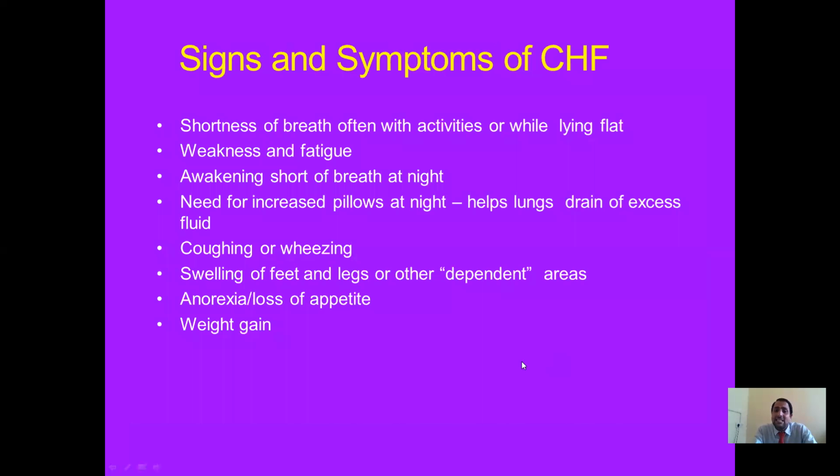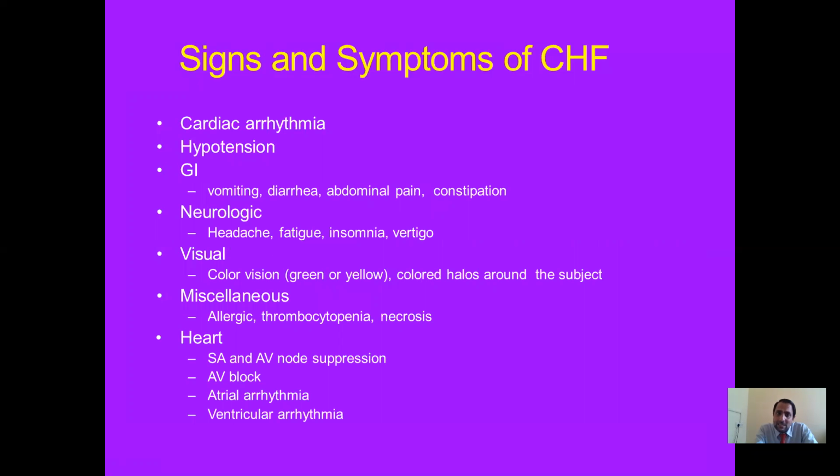Next, what are the signs and symptoms of congestive heart failure? First symptom is shortness of breath. आपको सांस लेने में तकलीफ होगी जब एक्टिविटी हम करेंगे, समटाइम्स जब हम सो रहे हैं या लेट रहे हैं while lying flat. वीकनेस होगी बहुत जल्दी, मसल फटिग, और जैसे ही हम उठ के बैठेंगे उस टाइम पे शॉर्टनेस ऑफ ब्रेथ एट नाइट, पिलोज की नीड्स हमको बढ़ जाएगी क्योंकि लंग्स चाहेंगे एक्सेस फ्लूइड को ड्रेन करना, कफिंग, स्नीजिंग, स्वेलिंग इन द फीट एंड एनोरेक्सिया, भूख नहीं लगेगी आपको, एंड वेट गेन. दीज आर द साइंस एंड सिम्टम्स.